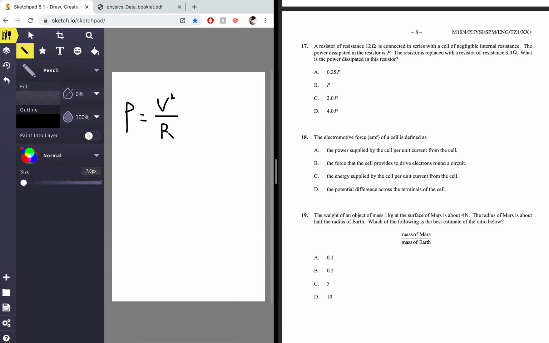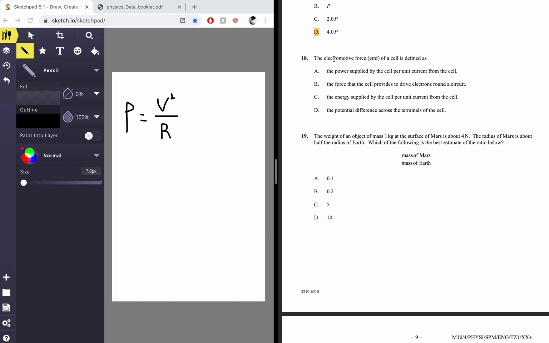We know that V squared is going to be constant because our cell isn't changing, but these two variables are. So we start off with 12 ohms as a resistor, and that results in a power of P. But now we reduce our resistance by a factor of 4, so we're dividing by 4 essentially. So if we divide this value by 4, we're actually going to end up multiplying P by 4, so that's going to be D.